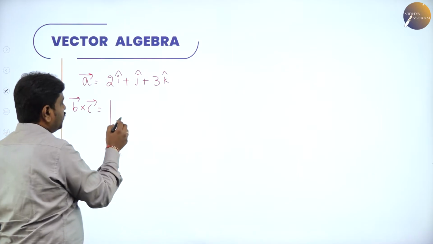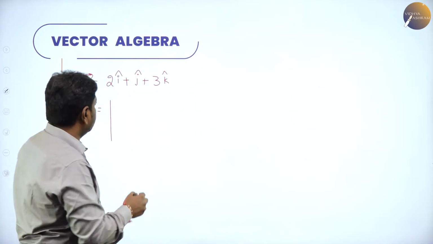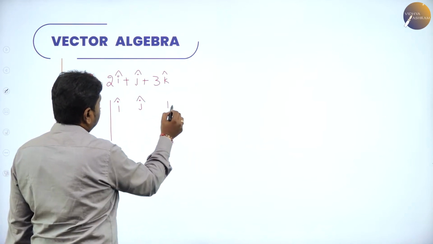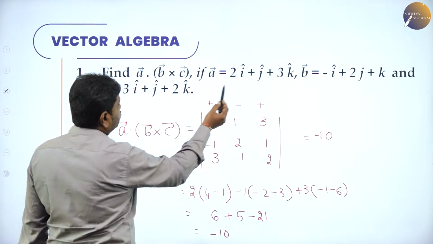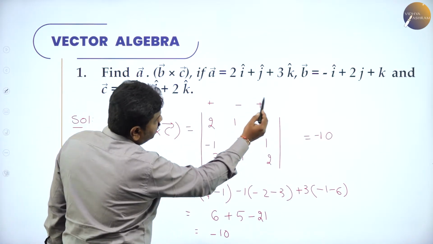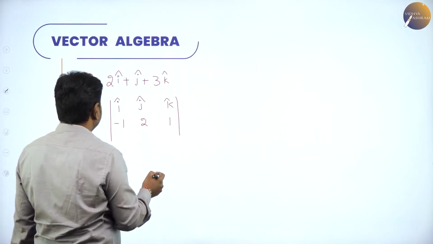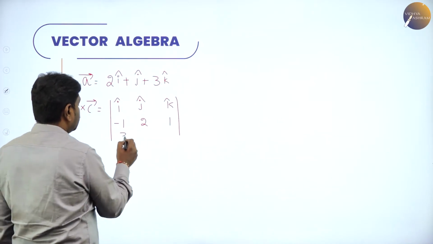So how to find B cross C? Do cross product of two vectors. How to do cross product of two vectors? In the first row put i cap, j cap, k cap. In the second row write the coefficients of vector B, that is minus 1, 2, 1. Then write vector C coefficients, 3, 1, 2.